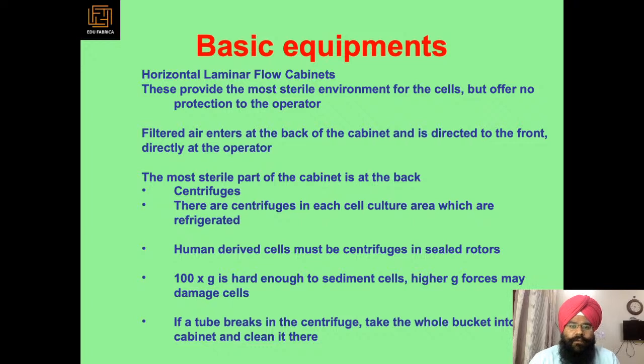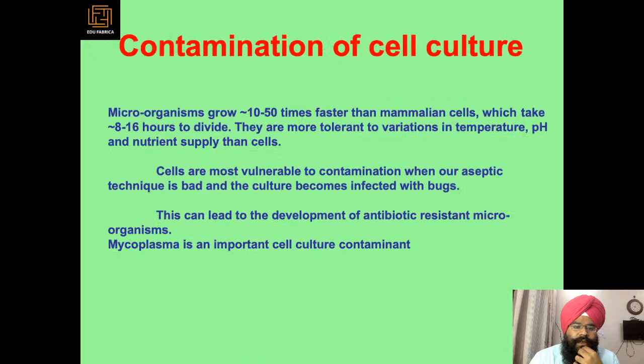So what are the basic equipment that we need? We need horizontal laminar flow cabinets. These provide a sterile environment for the cell culture but offer no protection to the operator. Then we require filtered air cabinets, directed to the front. Most sterile cabinets are at the back, and we need a centrifuge, and human-derived cells in that case.